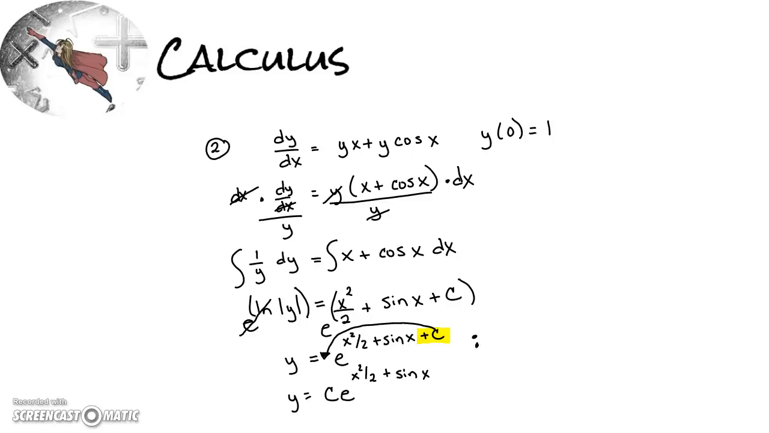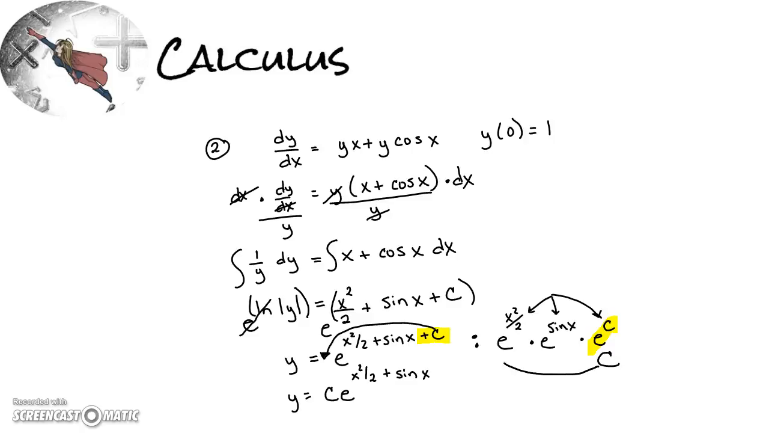It's because of this. The e can get split up into x squared over 2 times e to the sine of x times e to the c. Because we know by properties of exponents that if we wanted to combine all this, we would just add the 3 exponents back together again and have the base be the e. Well, here's the thing. e to the c, since c is a constant, e to the c is just another constant. It's just another c.